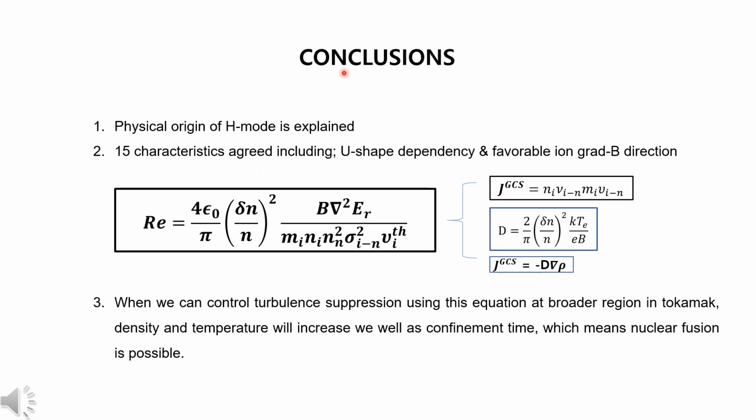Here is the conclusion. The physical origin of H mode is explained using this one formula of the Reynolds number, induced by these three equations. All 15 characteristics of the H mode agree, including the U-shaped density dependency and the favorable ion grad B drift. Now we can control turbulence suppression using this equation in a broader region of the tokamak, so density and temperature will increase as well as confinement time, which means nuclear fusion is possible.